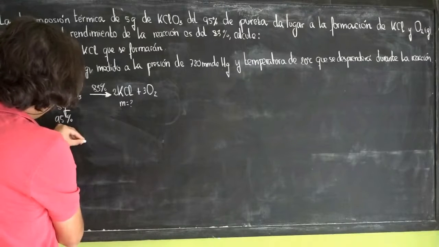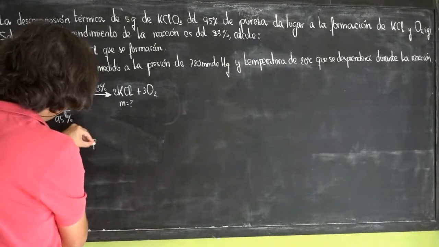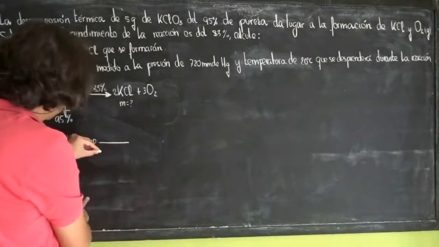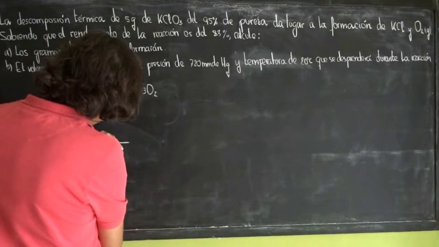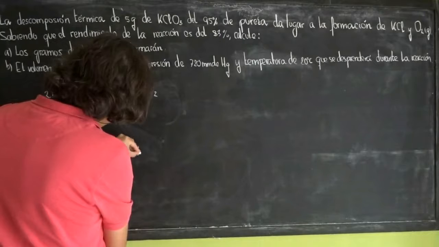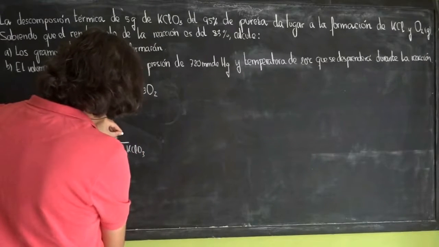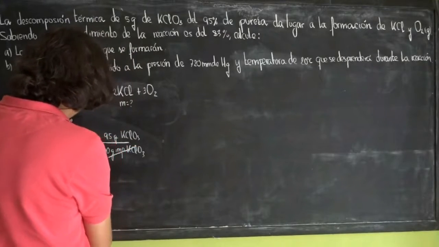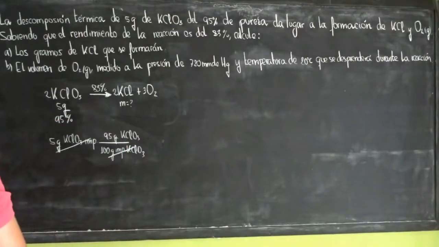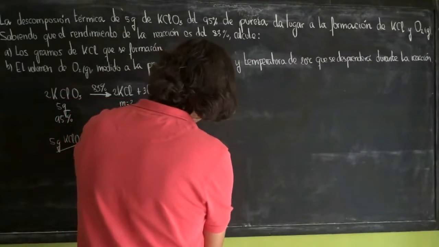We start with 5 grams of KClO3, which are not pure. We know that in every 100 grams of impure KClO3, only 95 grams are pure KClO3. Well, once we calculate the pure grams, we move to mole.